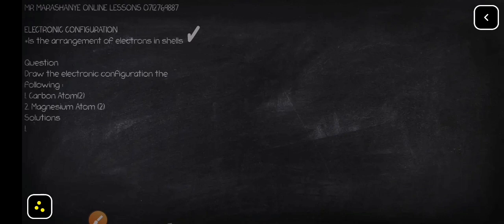Okay, so we have the question here that I want to answer. The question reads, draw the electronic configuration for the following atoms. Number 1, you are being asked to draw the electronic configuration for carbon atom, which means you are being asked to arrange the electrons of carbon atom in its shells. So I am going to show you how to do that.